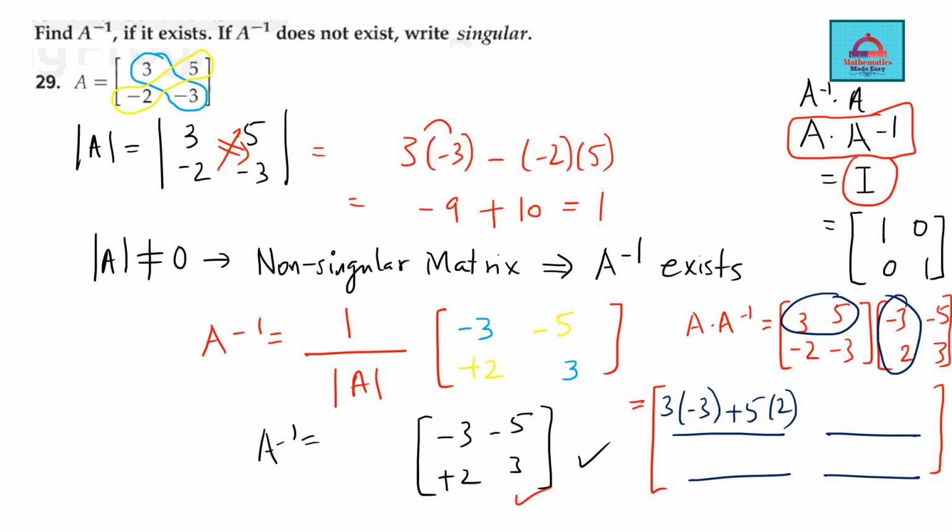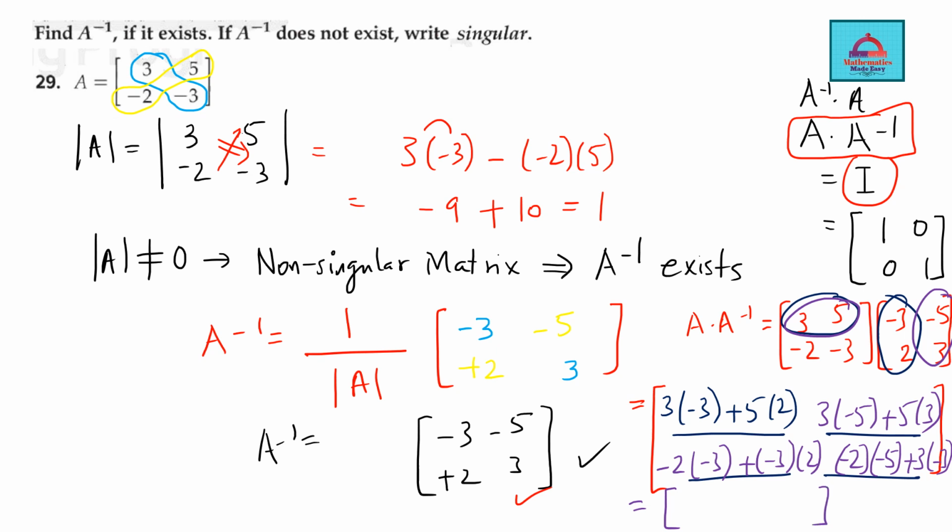Let's do the next one. First row with second column: 3 with minus 5 plus 5 with 3. Similarly, minus 2 with minus 3 plus minus 3 with 2. And last but not the least, minus 2 with minus 5 plus 3 with minus 3. So how much is it? Let's see. Now I'm going to write the final thing.